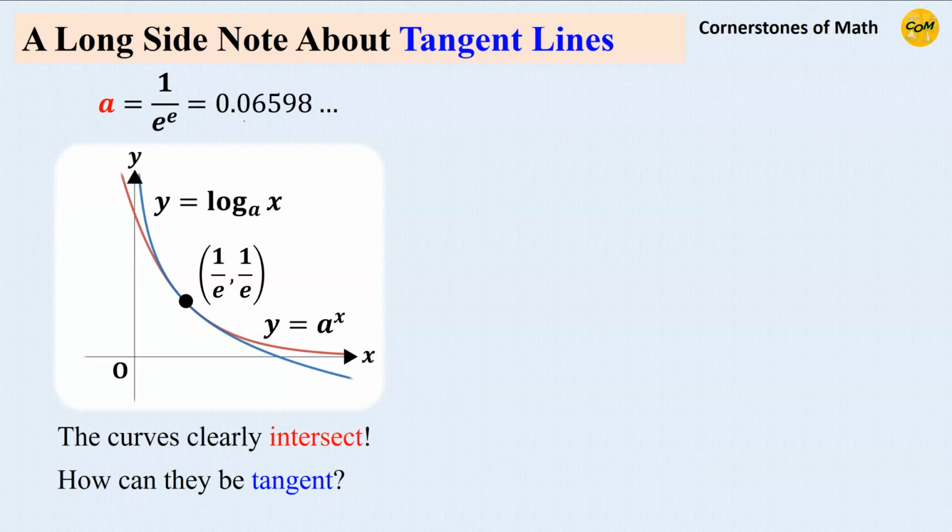Now some of you still may have a hard time making sense of the second case where a has this value between 0 and 1, since in this case, two curves have a common tangent line at the point (1/e, 1/e), despite the fact that two curves actually intersect at that point.